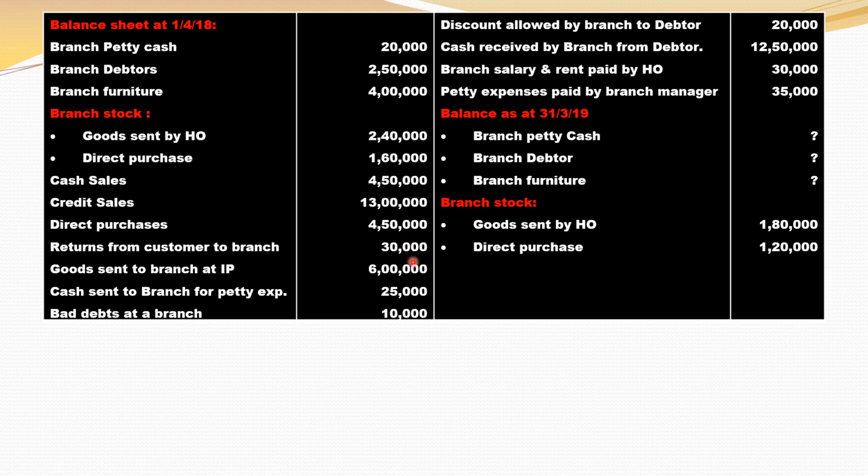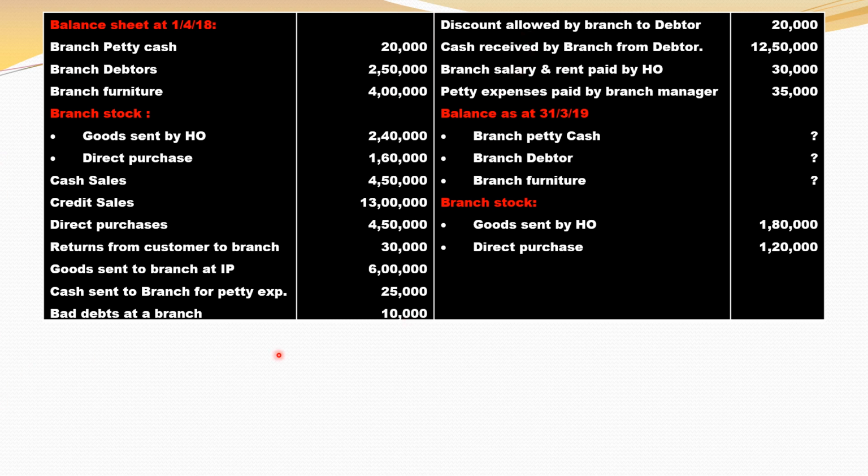Returns from customer to branch is nothing but sales return, put into mark. It will not come in branch account, it will come in debtors account. Goods sent to branch at invoice price. So it's called goods received by the branch, debit side. Cash sent to branch for petty expenses. So this is cash received by the branch, debit side. Bad debts 10,000, put into mark. It will not come in branch account, it will come in debtors account.